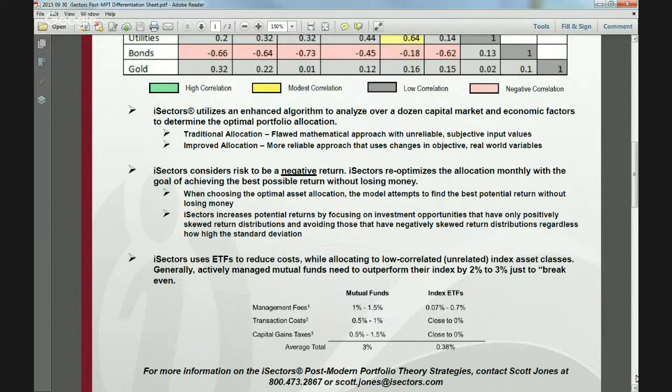So in summary, with the post-MPT models, number one, we use a more advanced, enhanced algorithm to create the efficient frontier. We use a better definition of risk: we use "don't go below zero" instead of standard deviation. And then we also allocate the portfolio to a universe of asset classes that are truly unrelated to one another. And then finally, we reduce investment vehicle costs by using ETFs versus actively managed mutual funds.